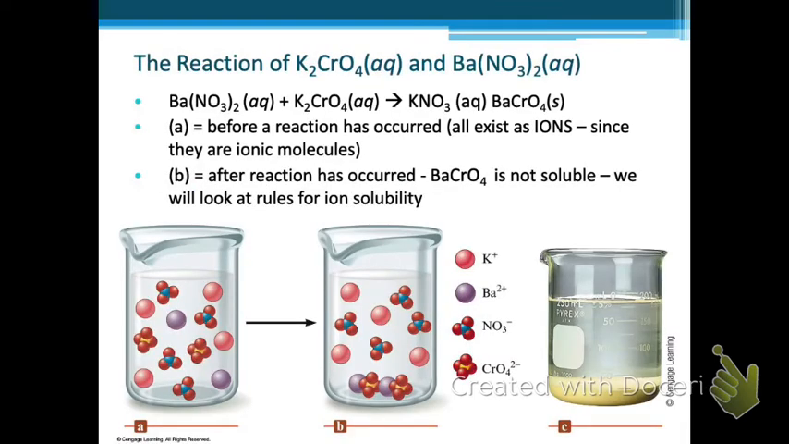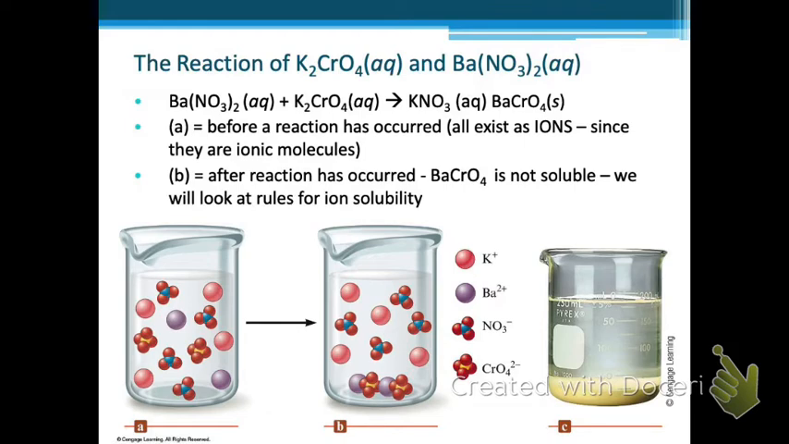All right. Here is an example of a precipitation reaction. We've got barium nitrate and potassium chromate that combine to form potassium nitrate and barium chromate. Looks like I forgot a plus sign there, okay? And then we've got these images down on the bottom, okay? The images are of the particular reactants and then of the product.